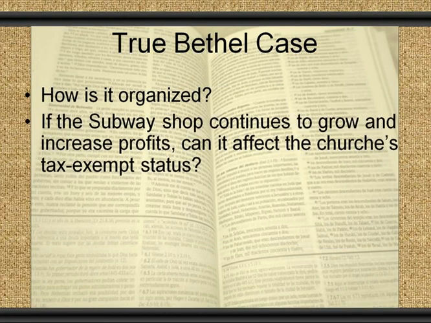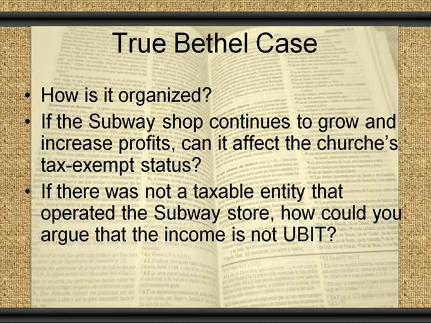So when you're going to have to be reading it, looking at it, doing some work on the forms, but how was it organized? If the Subway shop continues to grow and increase profits, will it affect the tax-exempt status? No, because they're using a feeder organization. They have a separate corporation that is running the Subway. Is there not a taxable entity that would operate it? How would you argue that it become not an unrelated business?